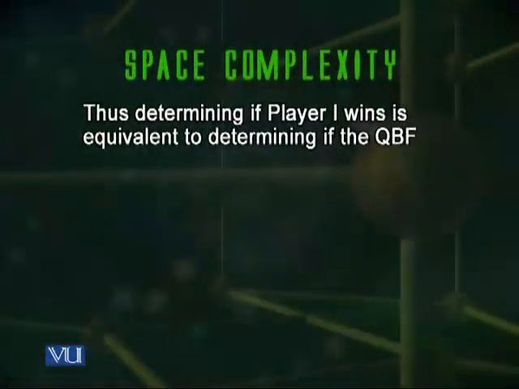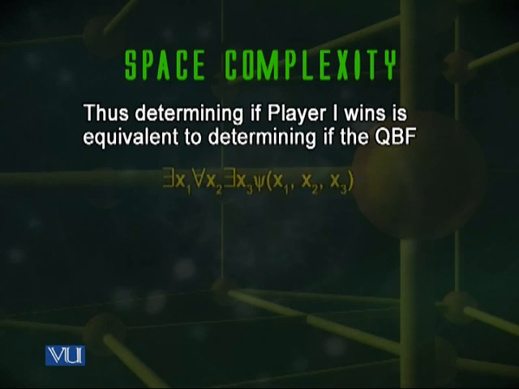Thus, in this case, determining if player 1 wins is equivalent to determining if the quantified Boolean formula, there exists x1, for all x2 there exists x3, psi is true or not. If this quantified Boolean formula is true, then there exists an x1, so there exists a move for the first player such that for all x2, so for all moves of the second player, there exists a move for the first player which makes the formula true, which means that he wins the game.